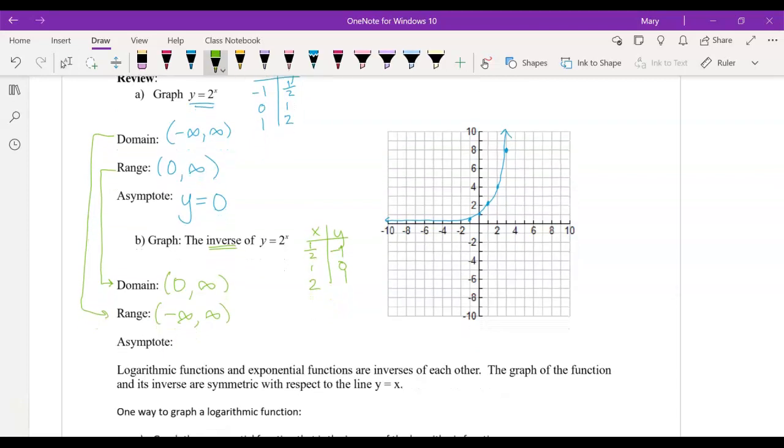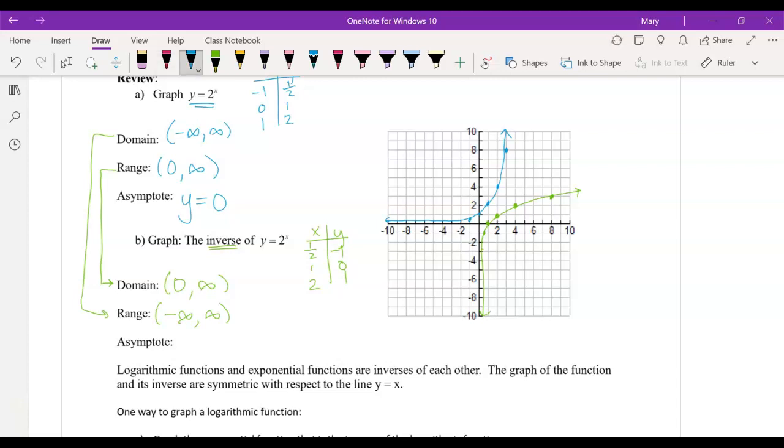So let's check this out. 1/2 comma -1, 1 comma 0, 2 comma 1. And if you wanted to extend it to the 2 points that were graphed on top of the other ones, this is what your graph would look like. Looking at this, first of all, our domain lines up from 0 to infinity, and our range is -infinity to +infinity on this graph.